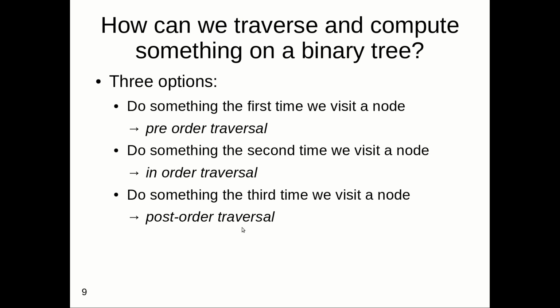Okay. So the next question is, how can we actually traverse and compute something on a rooted binary tree? Well, we have three options. If we walk along the tree, we can do some calculations. The first time we visit a node of a tree, this is called a pre-order traversal. We can do something the second time we visit a node, and this is called an in-order traversal. And we can do something the third time we visit a node, and this is called a post-order traversal.